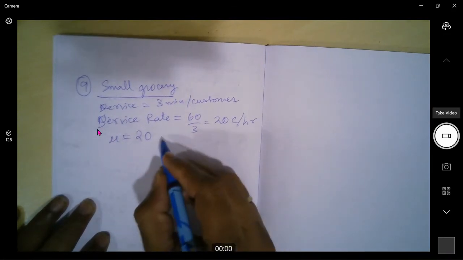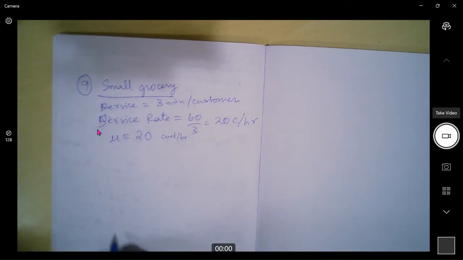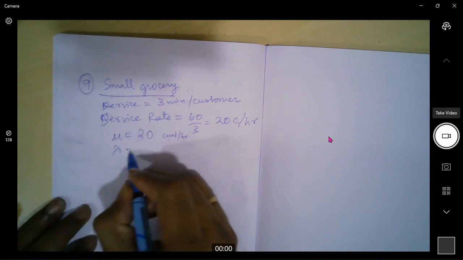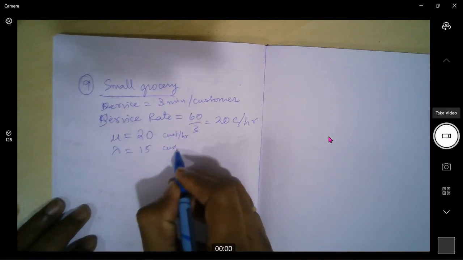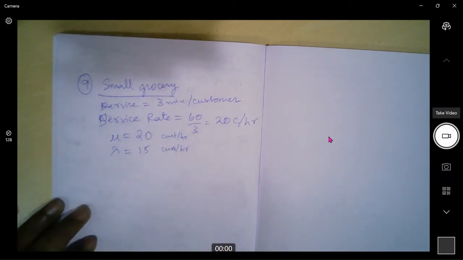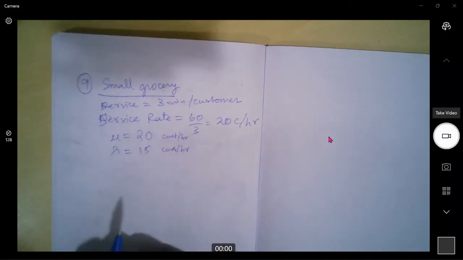Okay, so this is customers per hour. Next, what we have here: customers arrive at the counter at the rate of 15 per hour. So lambda is 15 customers per hour. We already know if lambda is more than mu, then the queue keeps on increasing and there won't be any reduction in the queue, and it is bad for business. But anyway, this is correct.